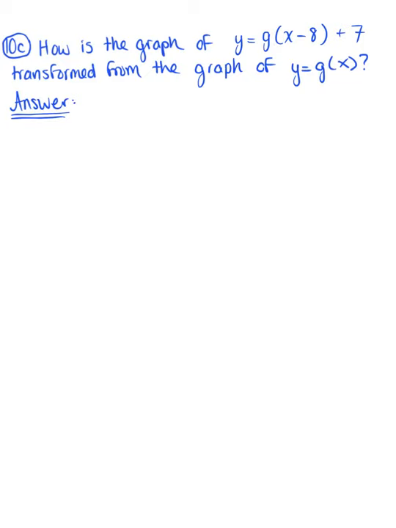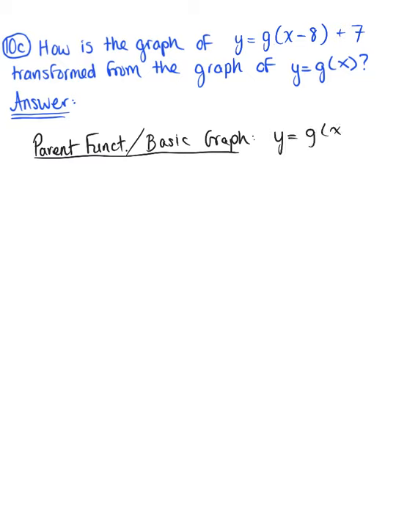How is the graph of y equals g of x minus 8 plus 7 transformed from the graph of y equals g of x? So what is our parent function here, the basic graph? What are we starting with? We're starting with y equals g of x. So this is our focal point, and we're going to use this to build up to this given function here.